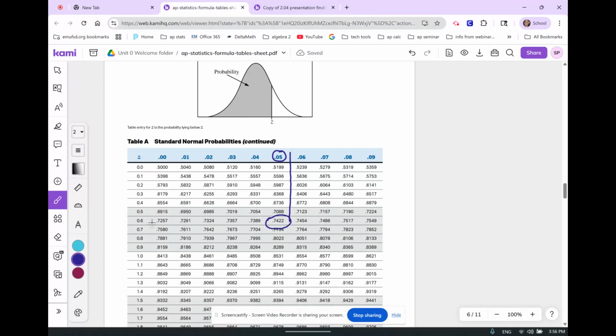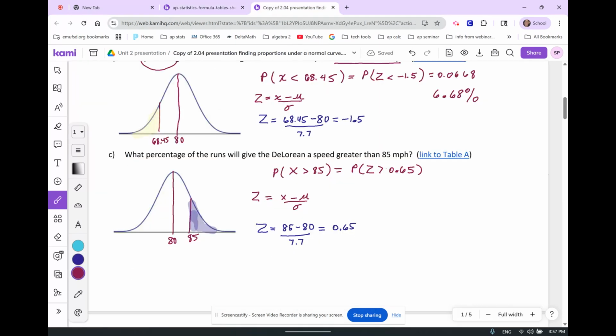So if I look at the proper row and proper column heading, that's equal to 0.7422. But that 0.7422 represents the area to the left. I need to find the area to the right. Since the normal curve is a density curve, the area has to add to 100%, or 1. We would go 1 minus 0.7422 in order to get the value greater than that.